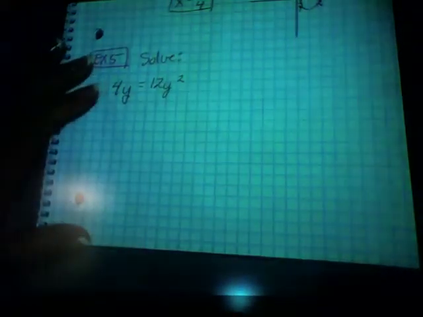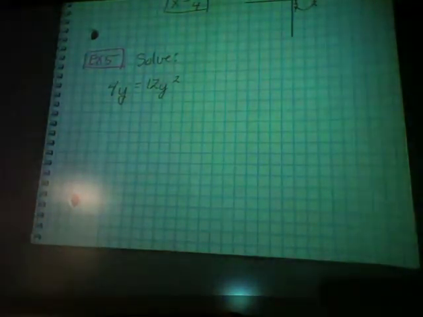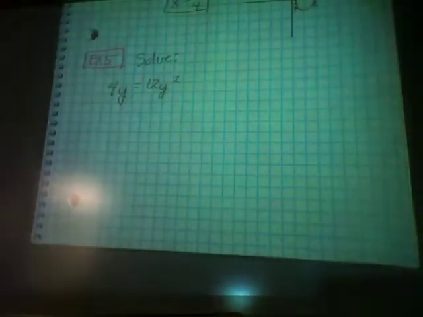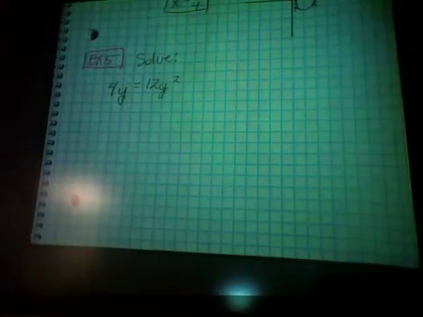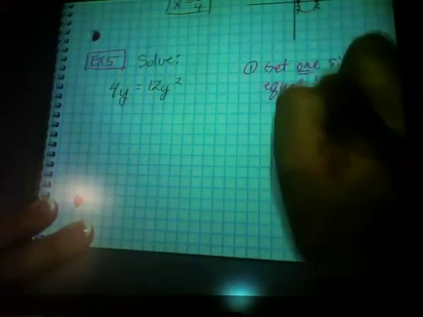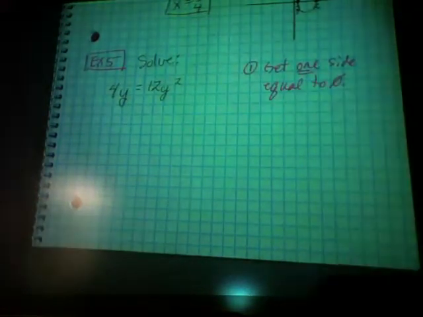So this time I have 4y is equal to 12y squared. Is one side set equal to 0 like the previous problem? No. So the very first thing I have to do, step 1, get one side equal to 0. That's your very first step.